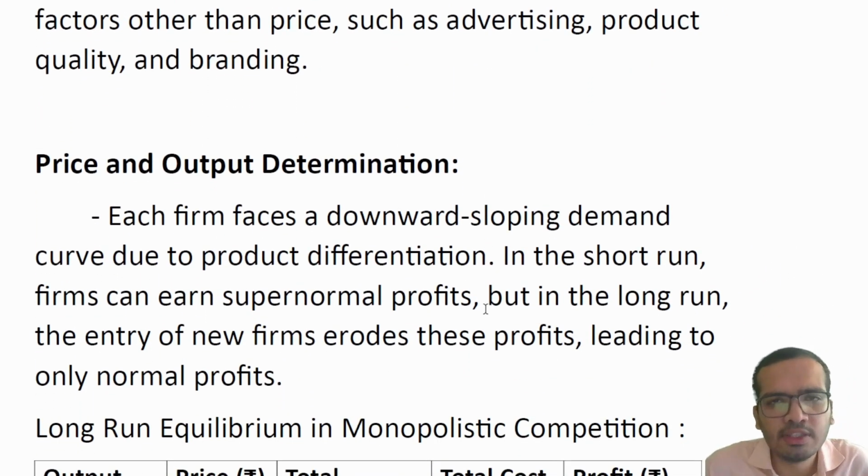Then comes price and output determination. Each firm faces a downward sloping demand curve due to product differentiation. In the short run, firms can earn supernormal profit because they have some product differentiation. But in the long run, the entry of new firms erodes this profit, leading to a normal profit. This means initially, since we have a product advantage, we can charge higher prices and earn supernormal profit, the profit beyond our normal range. But in the long run, many will see the opportunity and enter our market, slowly eroding the supernormal profit and leading to only normal profit.